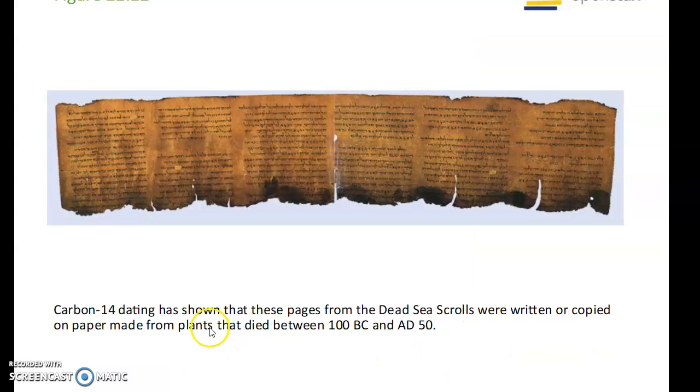Now, carbon-14 data has shown these pages on the Dead Sea Scrolls were written or copied on paper from plants that died between 100 BC and AD 50. So it's quite a while, quite a range in there for these things. It's 150 years.